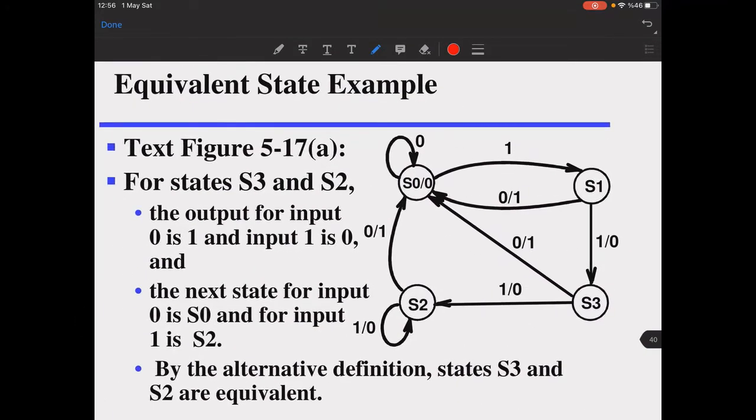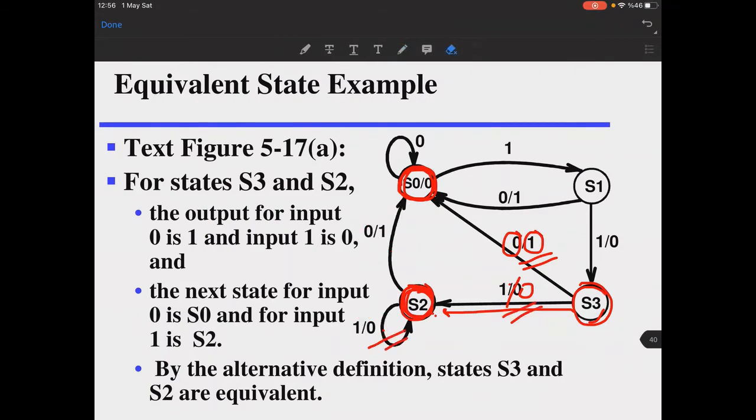Let's take a look at this. If I'm at S2 state and I receive 0, I will go right here as 0 by giving 1 output. If I get 1 here, I will stay here by giving 0 output. Now let's take a look at S3. Don't forget about S2. If I get 0 here, by giving output 1, I will end up here. The same. And if I get 1 here, I will give 0 output and I will end up here. They are equal again.